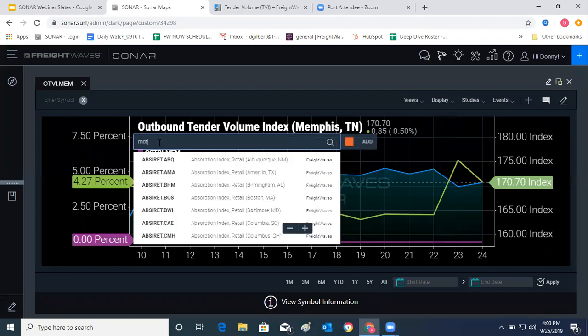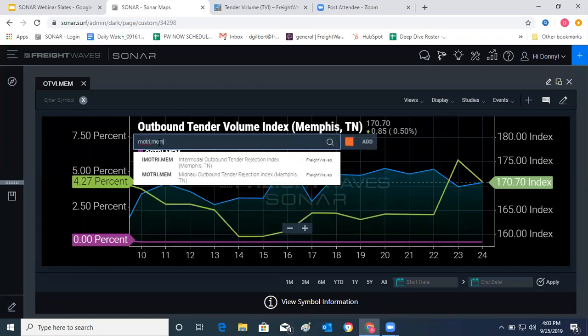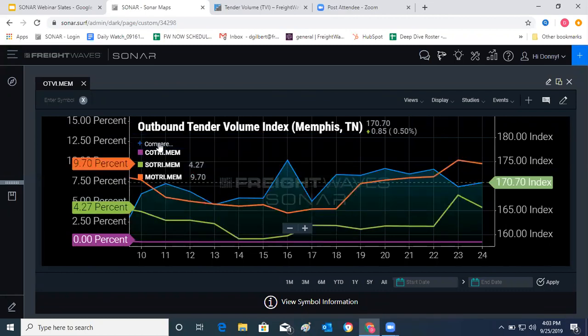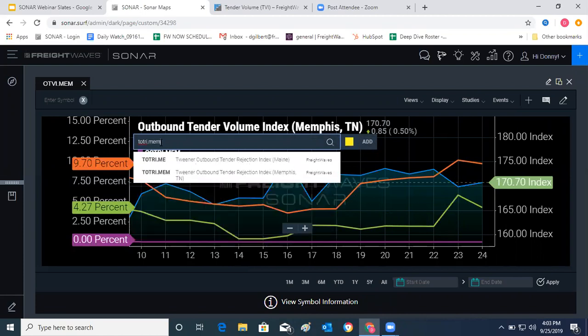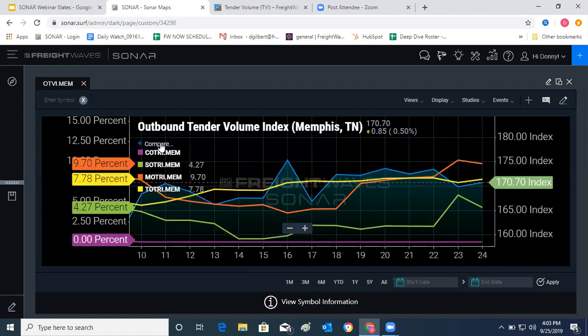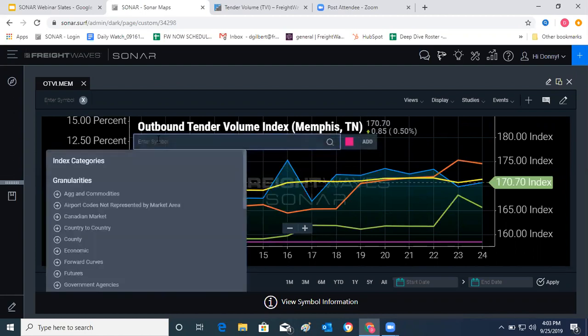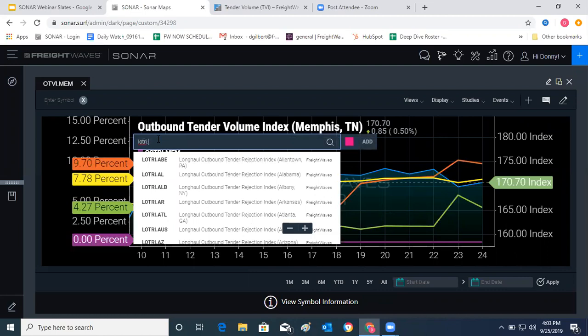I'm going to look at MOTRI.MEM, which is our mid-haul loads. It's 251 miles to 450 miles. TOTRI. These are our tweener haul loads. These are 450 miles to 800 miles. And I'm going to look at LOTRI. These are our long haul loads.